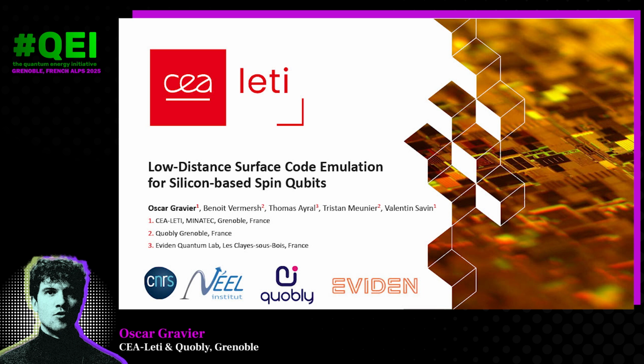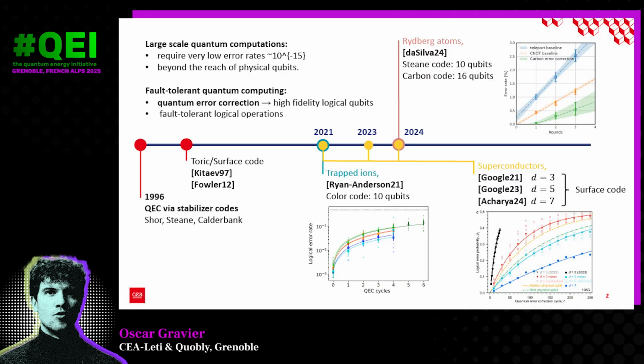To start, I will give some context. As you know, we want to work with a large-scale quantum computer, and this computer requires a very low error rate, down to 10 to the power minus 15, and this is beyond the reach of physical qubits. So to do large-scale quantum computation, we need fault-tolerant quantum computing, and this has two parts: quantum error correction to produce high-fidelity logical qubits, and also fault-tolerant logical operations. In this talk, I will focus on quantum error correction.